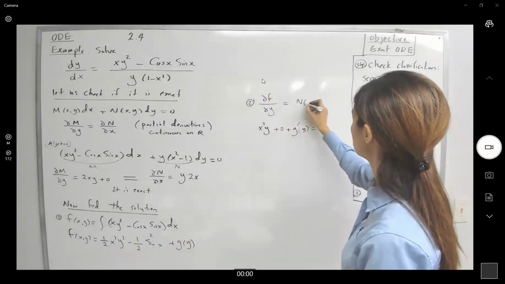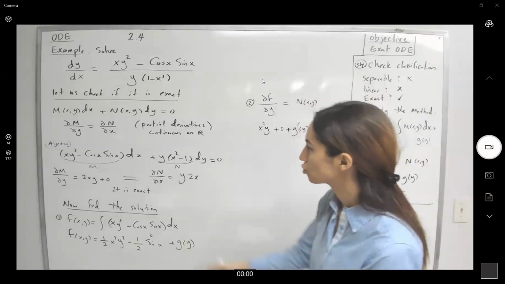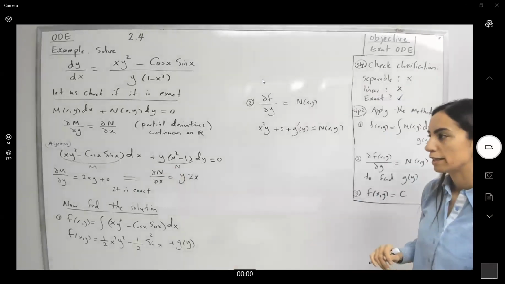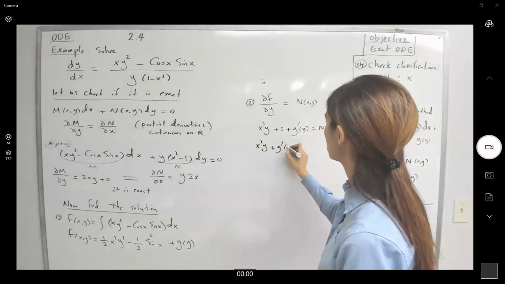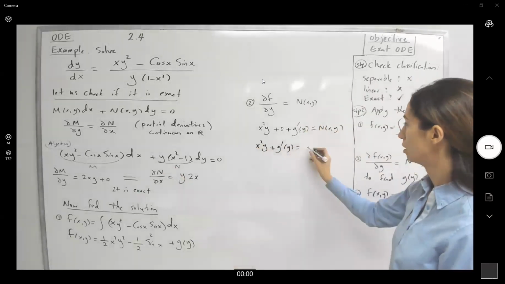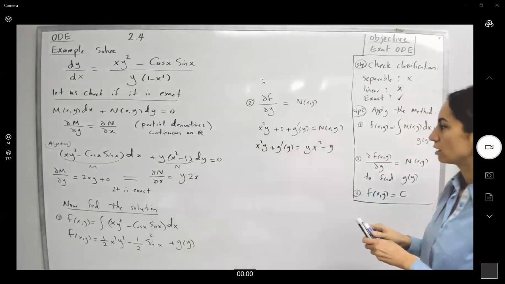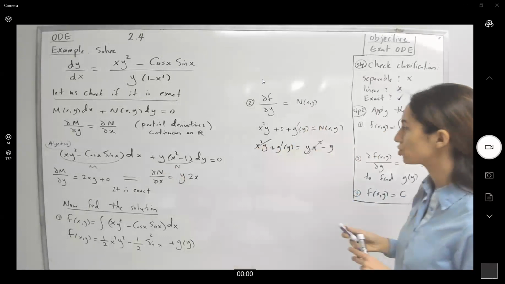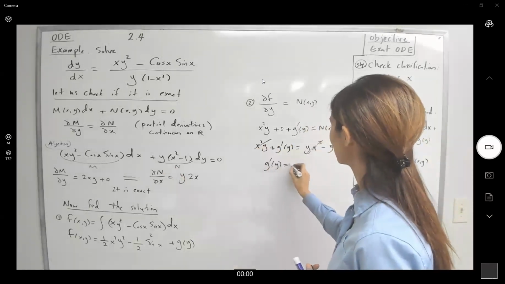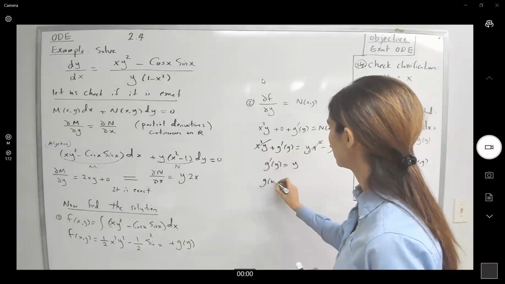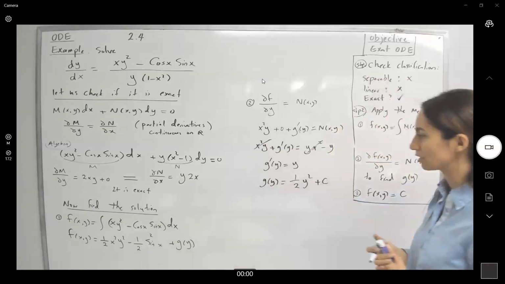But what is N? N is just right here, y times x squared minus 1. So x squared y plus g prime of y equals y x squared minus y. So as you can see, these two terms cancel out each other. We can solve this equation. g prime of y is y. So g of y is the integral of y, which is a half y squared plus a constant of integration.